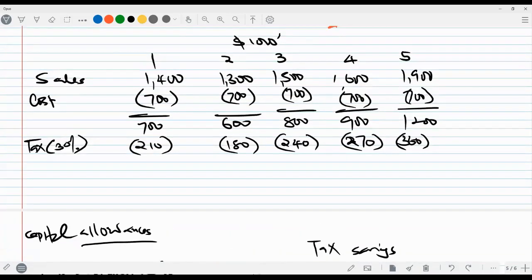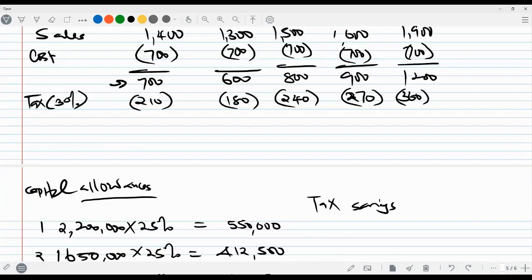Okay, we made a profit of 700. This is a profit you made: the sales minus cost, 700. Therefore, the tax you're meant to have paid is 210, which you have here. However, the actual tax you're meant to pay in year 1 is how much?